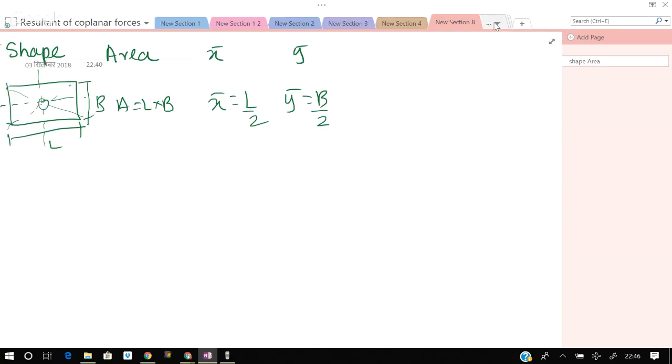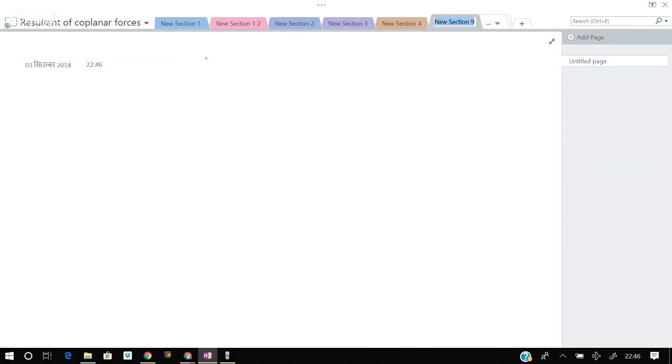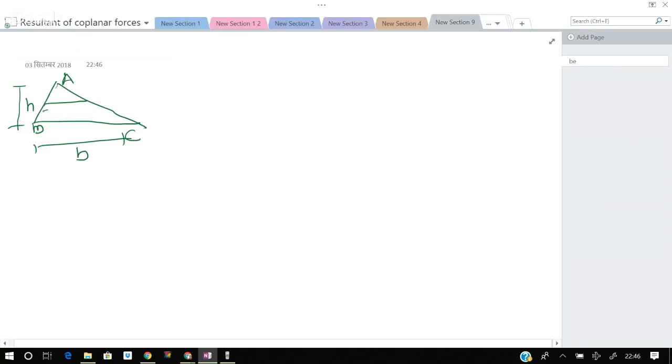So we know what will be the types of centroid. First we'll see that for a triangle over here. Let us consider a triangle that is A, B, C. This is the height of the triangle and this is the base of the triangle. So this is B, this is H. We'll take this elemental strip that will be dy and the length over here will be L. So here we'll name this point as P, this point as Q.